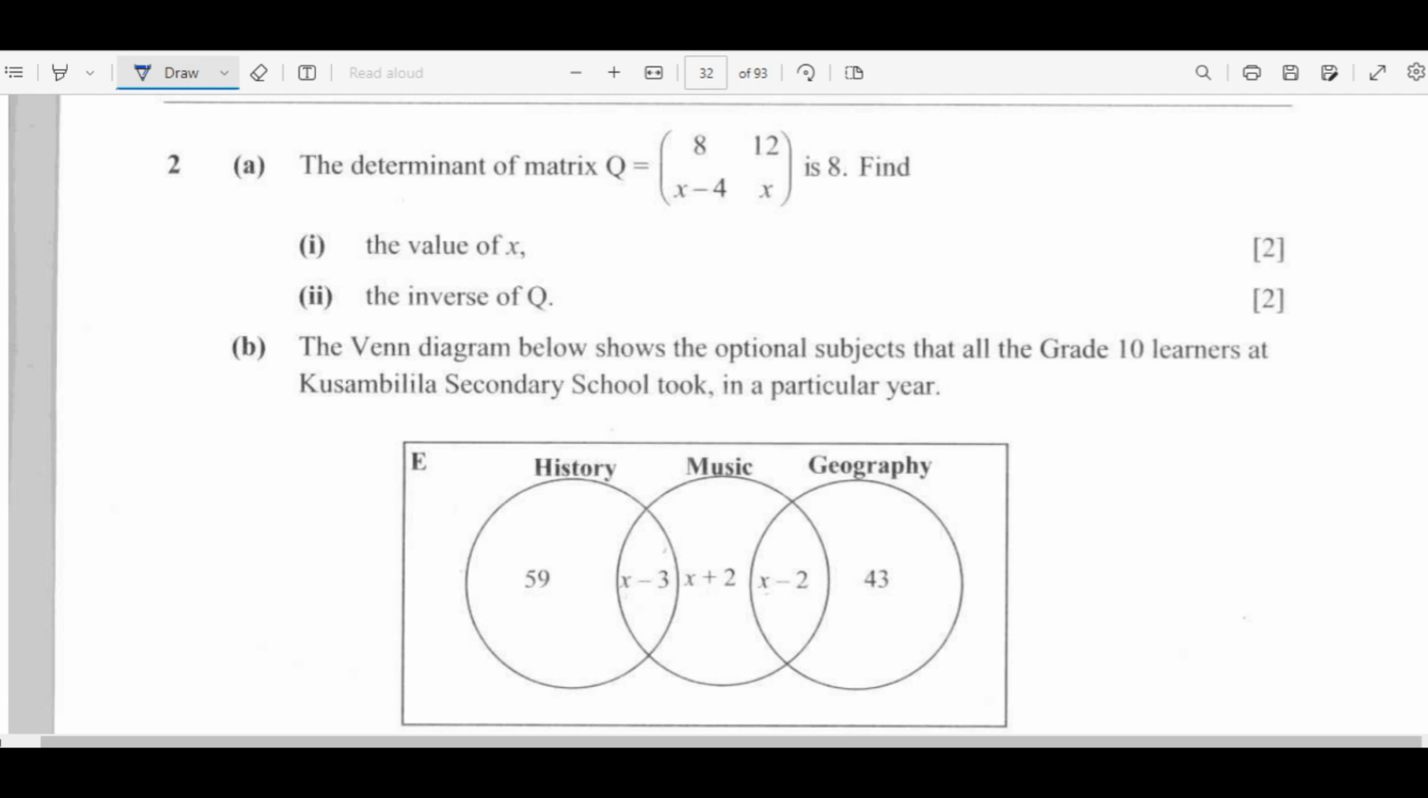So we are dealing with finding the value of x given the determinant of a matrix. According to the principles here, we are going to identify the major diagonal. So these are our major diagonal. Then x minus 4 is one value. Then this represents the minor diagonal.